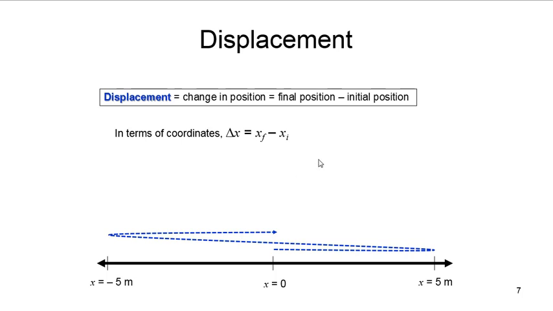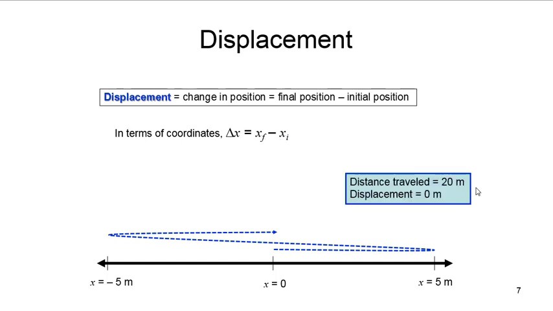Well, his displacement is 0. He started and ended in the same spot. It doesn't matter that he started and ended at 0 specifically. It's just that he started in one position and ended up in that same position. X initial is 0. X final is 0. 0 minus 0 is 0.